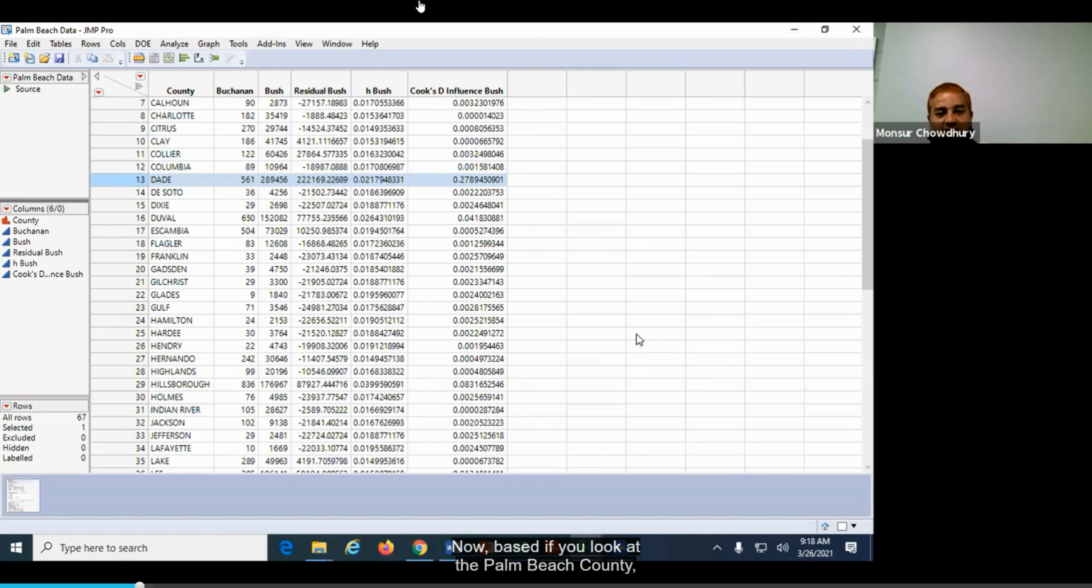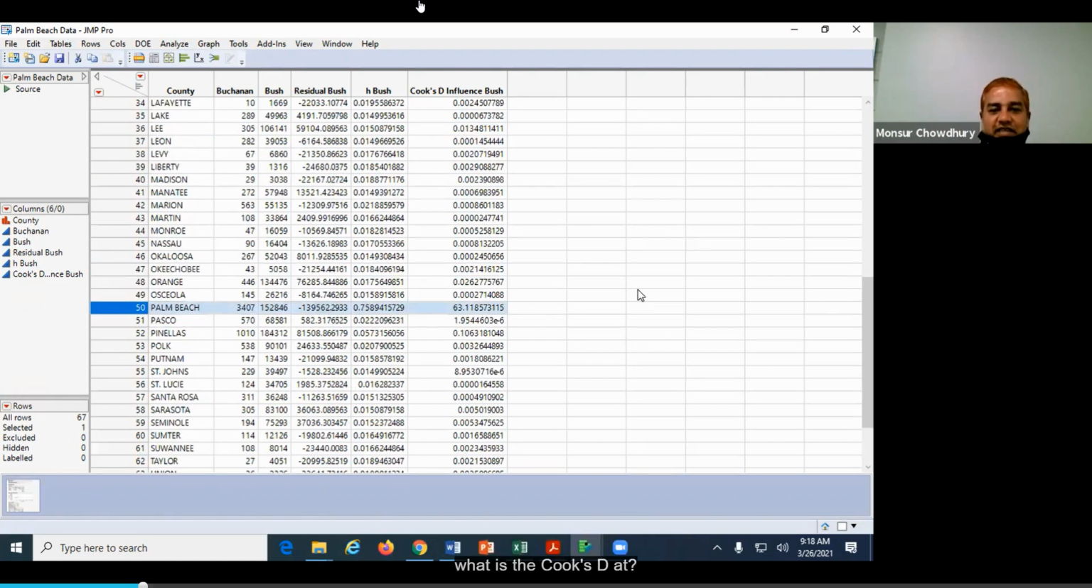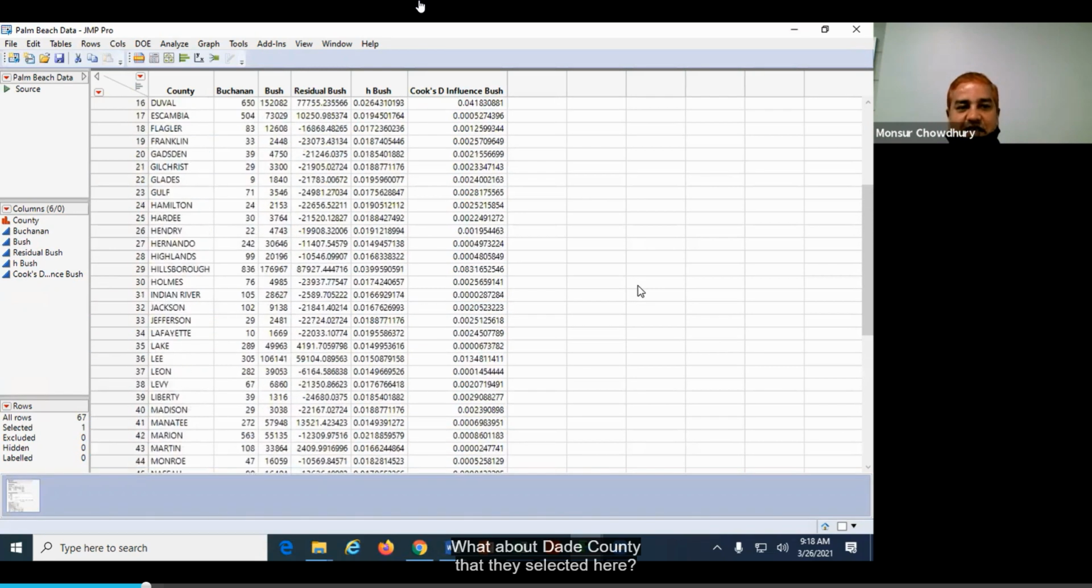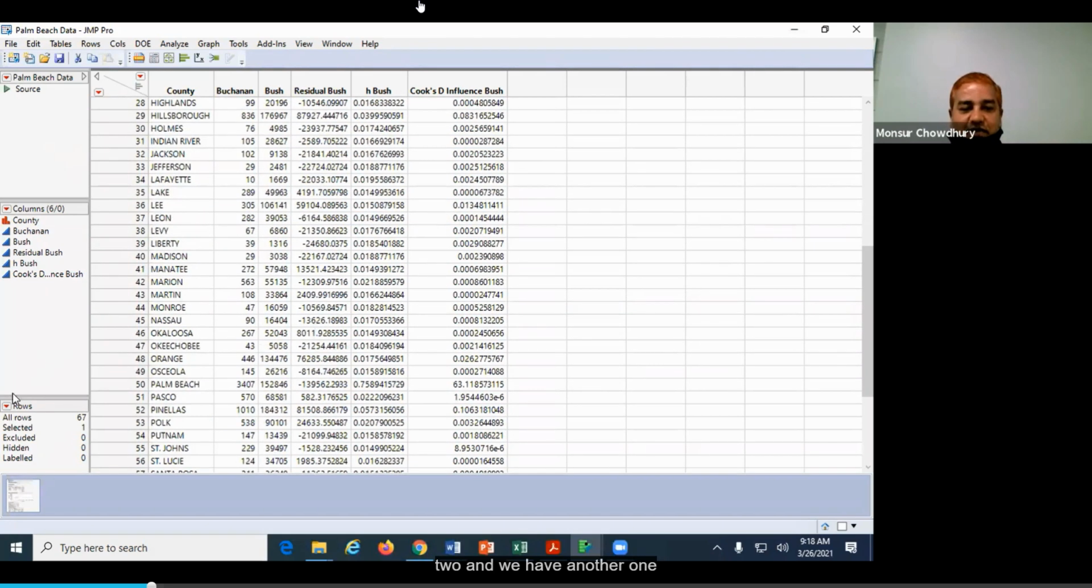Now, based on the Cook's D, if you look at the Palm Beach County, what is the Cook's D here? It's very high, 63. Okay, now what about Dade County that we selected here? 0.27. Now if we look at the other values, they are very small compared to these two, and we have another one, Pasco, which has a higher Cook's D.